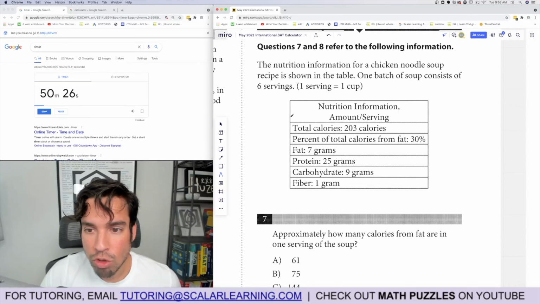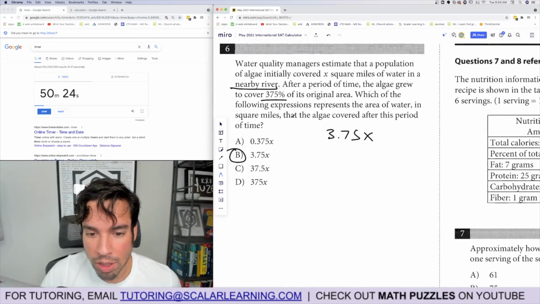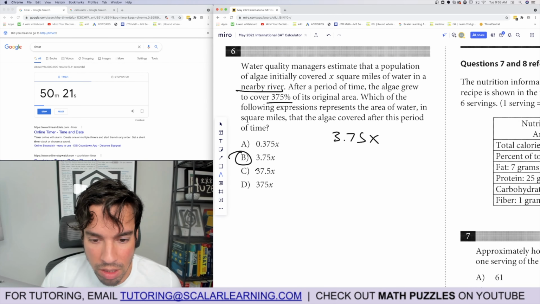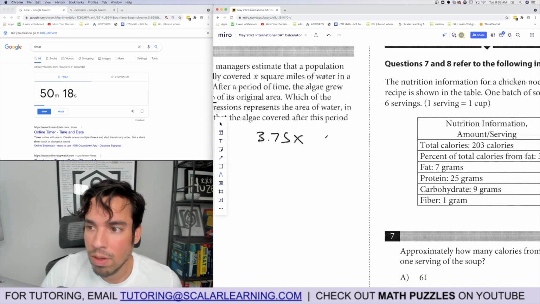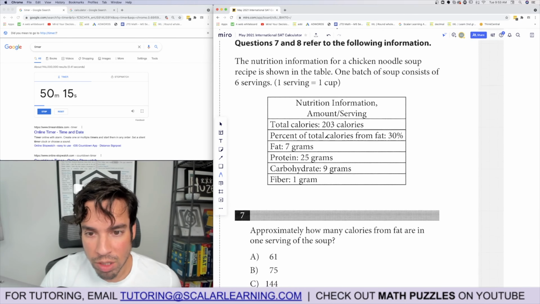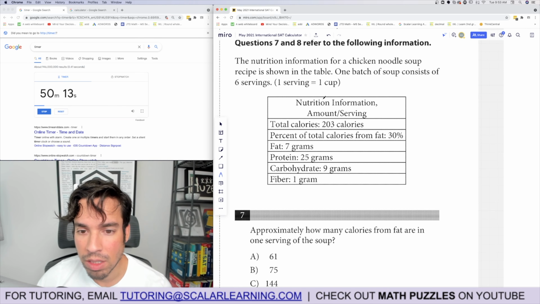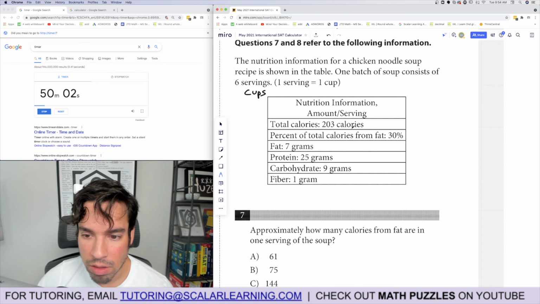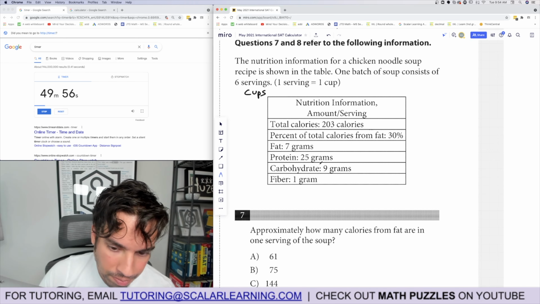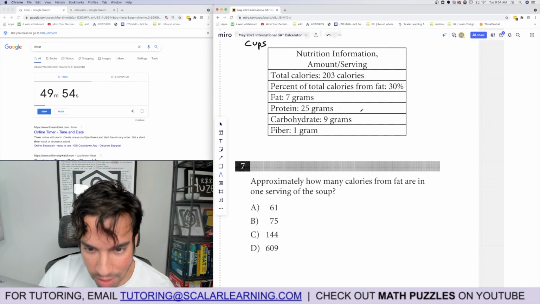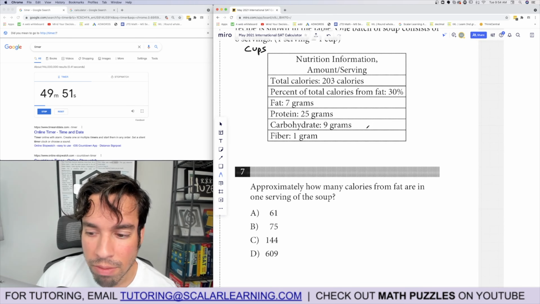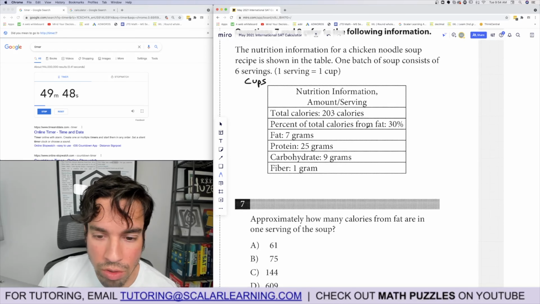Number 7. The nutrition information for a chicken noodle soup. Hold on, let me just double check. I'm not going too fast. This would be 37.5%. This would be something huge. Okay, we're good. The nutrition information for a chicken noodle soup recipe is shown in the table. One batch of soup consists of 6 servings. So this is the same as 6 cups. The total calories in 1 serving is 203, and 30% of calories are from fat. You see, I'm always taking my time to understand this information. Approximately how many calories from fat are in 1 serving of the soup?